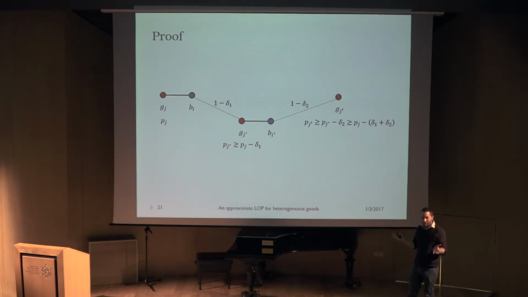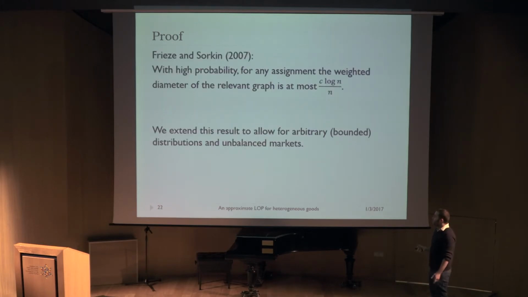So now, computer science guy, what do I need to do? I just need to take this graph and find a path between any two goods such that the deltas on this graph, the sum of them, would be small, right? And then I can see that the difference between prices is bounded from below. And I'll do it for both sides, so I'll have the absolute difference bounded from above. Well, we solved it, and then we found the answer already in the literature, that with high probability for any assignment, and that's important because I never said anything about the assignment being the optimal one, but for any assignment, the weighted diameter of the relevant graph is at most C log n over n, and that's it. That's the end of the argument.